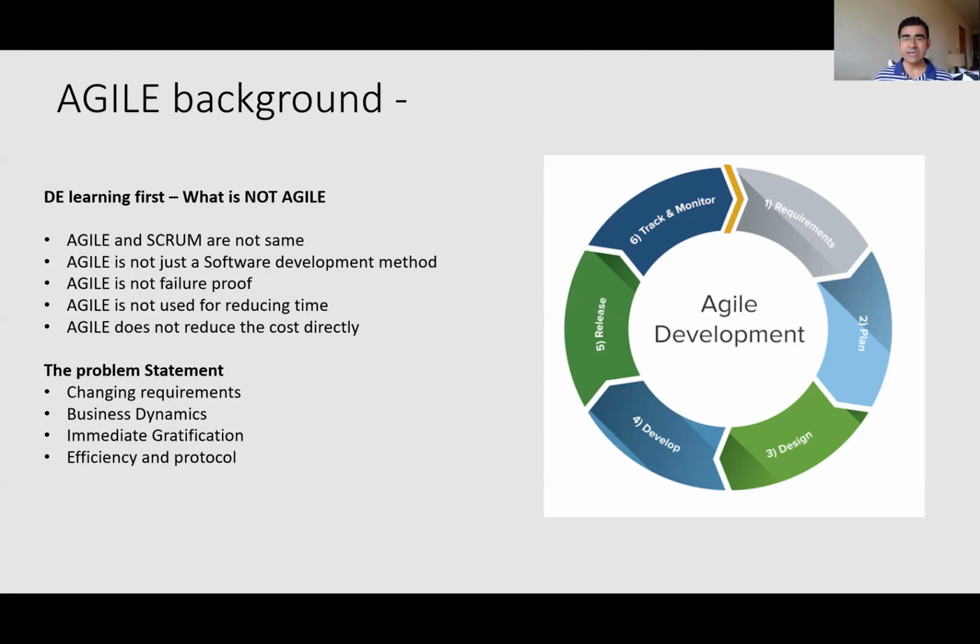So now we have de-learned all this, what is not Agile. I'm going to talk about why Agile was actually introduced.